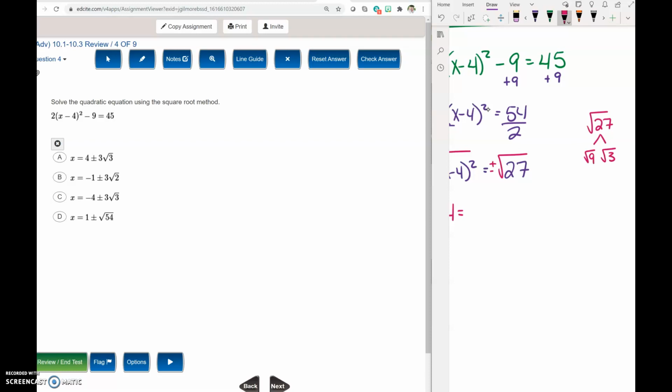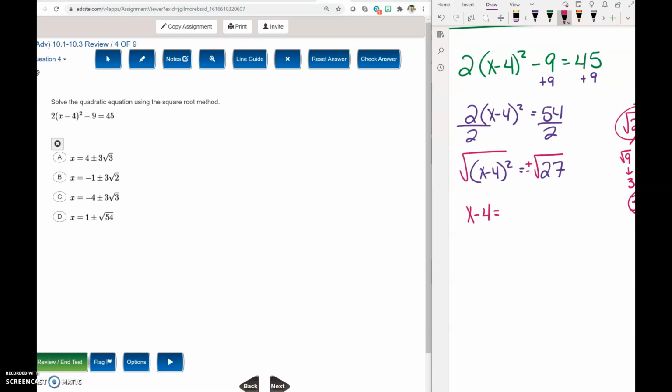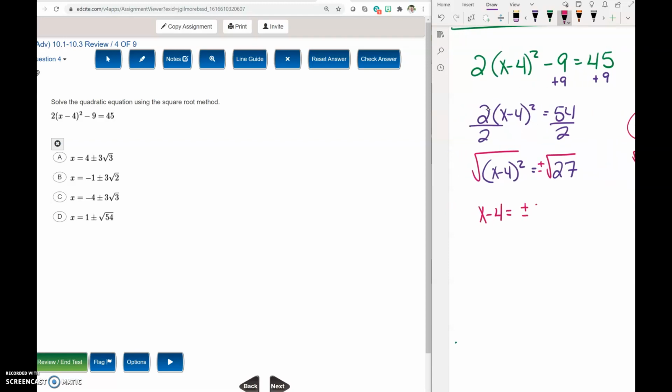So 27 we can divide by 9. The square root of 9 is 3. So this thing becomes 3 times the square root of 3. So I have plus or minus 3 times the square root of 3. To finish this problem, we add 4 on both sides, and that plus 4 goes in front of the plus or minus. So our answer is 4 plus or minus 3 square root of 3.